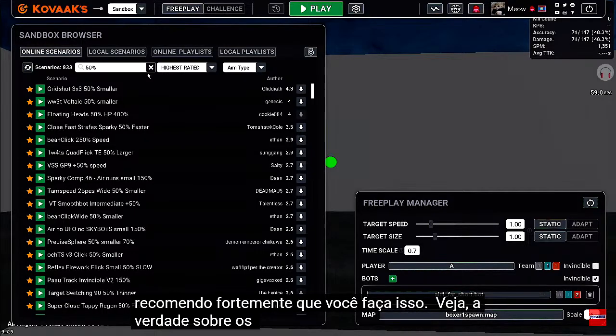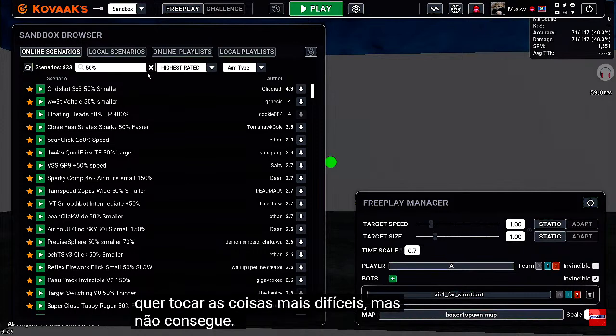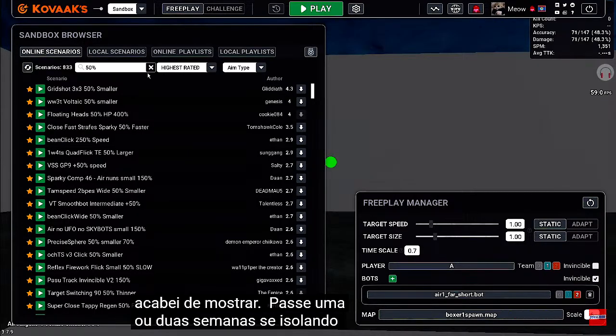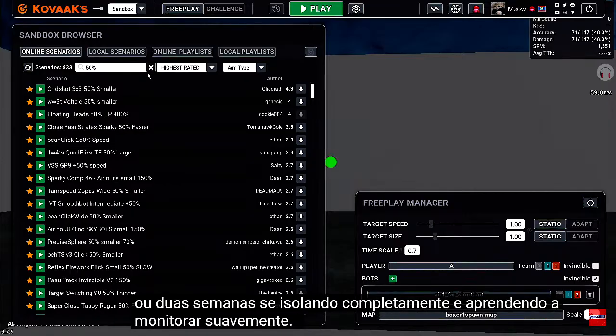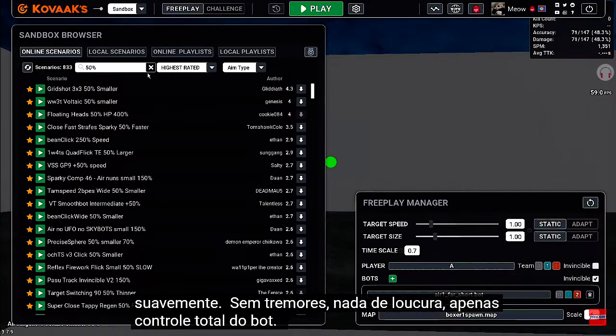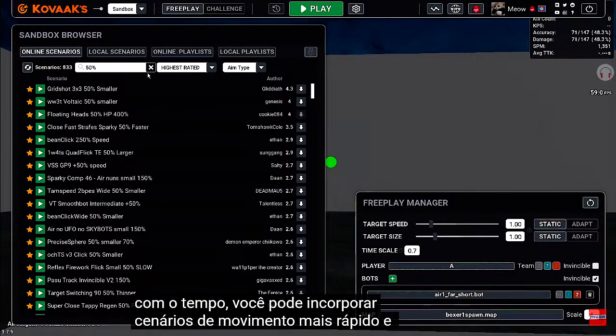See, the truth about smoothness is that you actually want to play the harder stuff, but you really can't. You have to build out the good habits in a slower scenario like the ones I just showed you. Spend a week or two purely isolating and learning how to smoothly track. And smoothly means smoothly. No shakes, nothing crazy, just complete control of the bot. Then slowly with time, you can incorporate faster moving scenarios and do the crazier stuff.